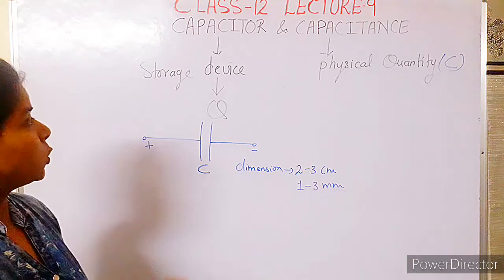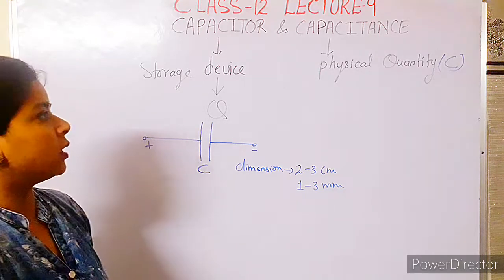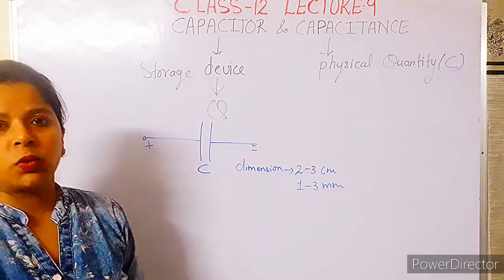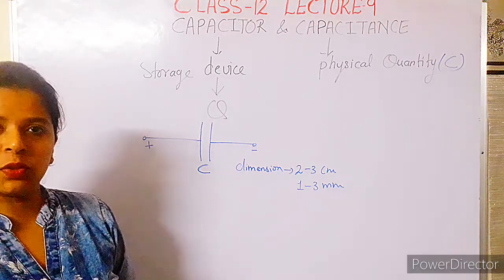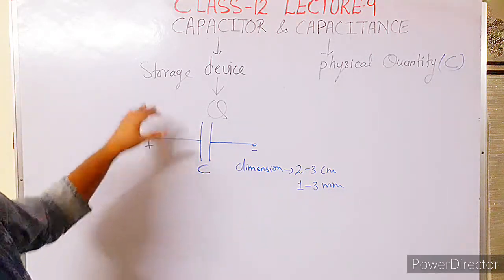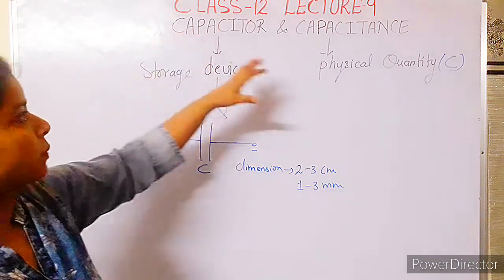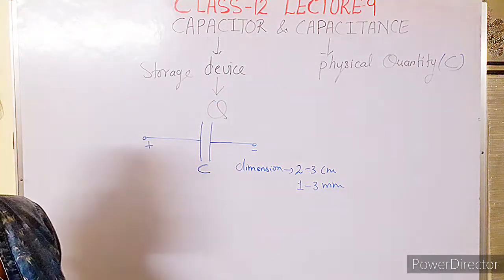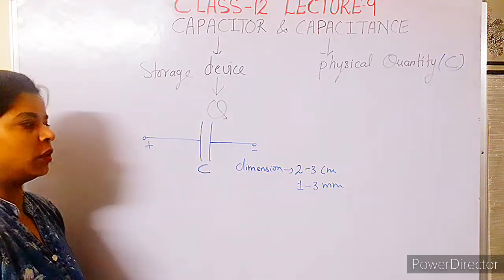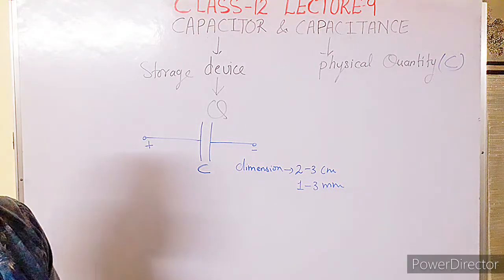Now, to increase the capacitance of a capacitor, we can connect them in series and parallel combination, which is very much related to the series and parallel combination of resistors. That we will discuss later. Before this, we have to concentrate on the two topics: what a capacitor is and what is related to capacitance. The dimension, as I have told, is 2 to 3 centimeter in an electrical circuit like the fan, and 1 to 3 millimeter in an electronic circuit.